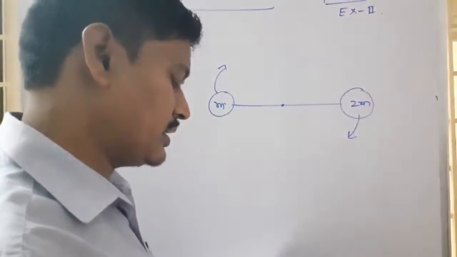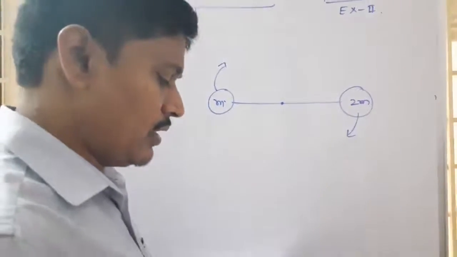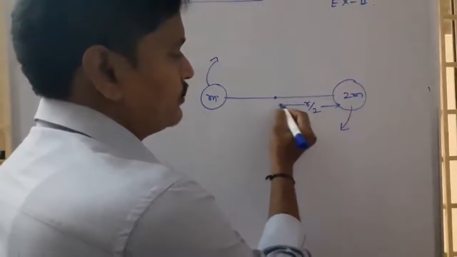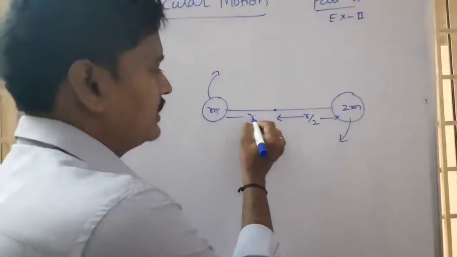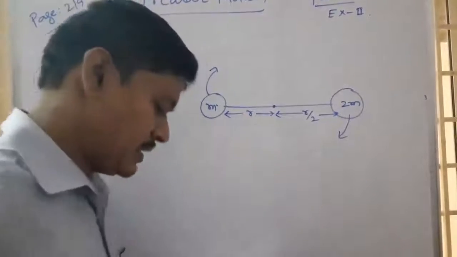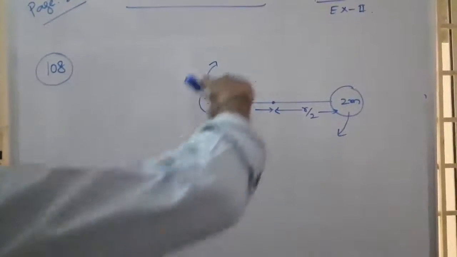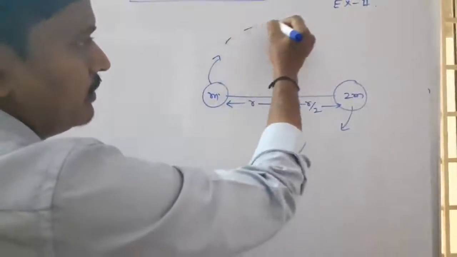One of these has radius r by 2. The heavier mass is located at r by 2 distance from the center. The lighter one is located at r distance from the center of the circle. This is the total circle.